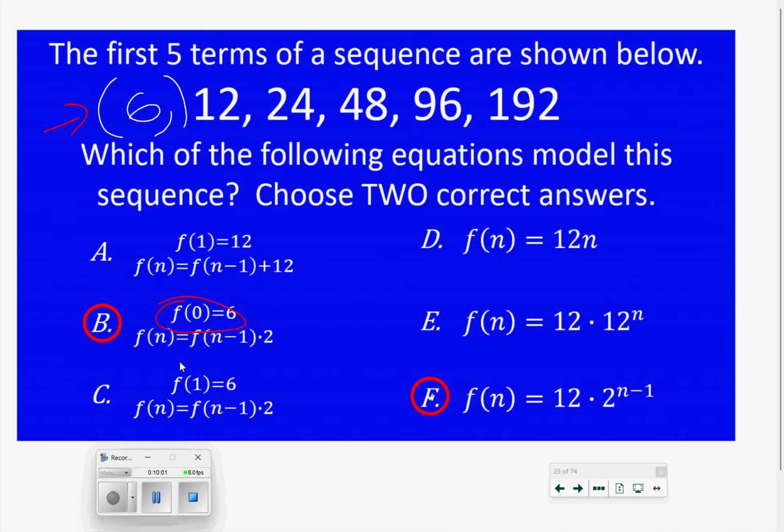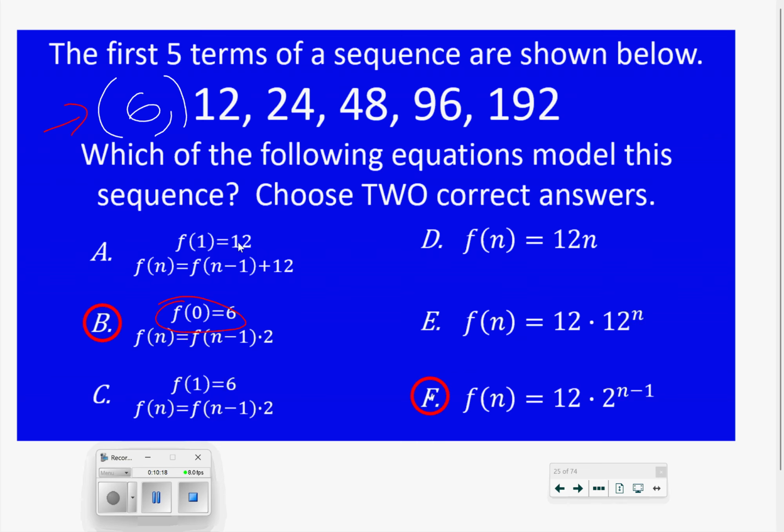Okay, now B is a little tricky here. Normally when you use the formula, you use f of 1. It's the first term. But if you go back 1 and have a 0 term, that would be 6. 6 times 2 is 12. So they use that number, and they still multiply by 2.